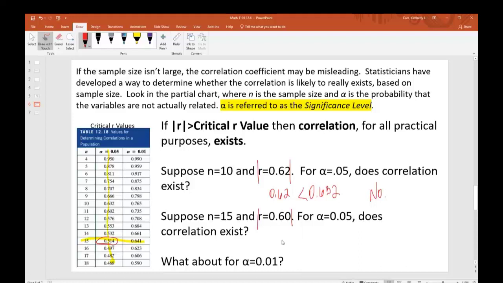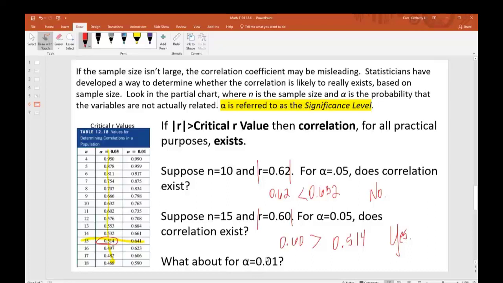This one's also positive. Now they could be negative. That's why I'm always saying you've got to look at absolute value. But the question is the comparison between the r from the problem and the critical r of 0.514. So here, r is larger than 0.514. Does correlation exist? Yes. Correlation does exist at the alpha is 0.05 level. So at a 5% significance level, correlation exists.